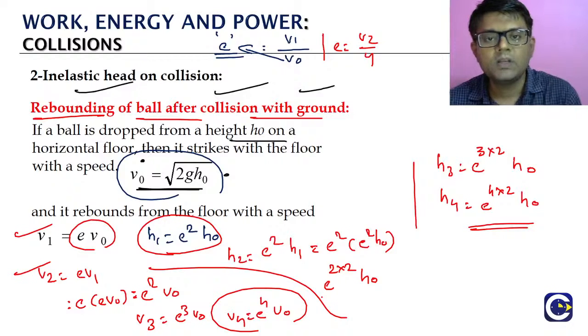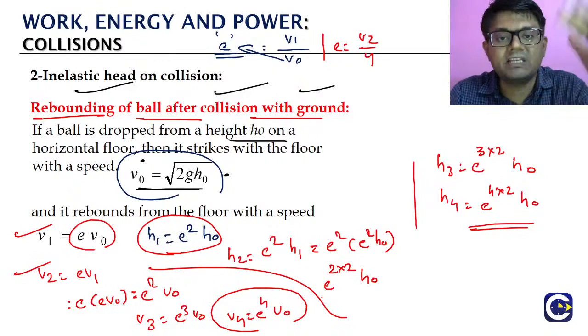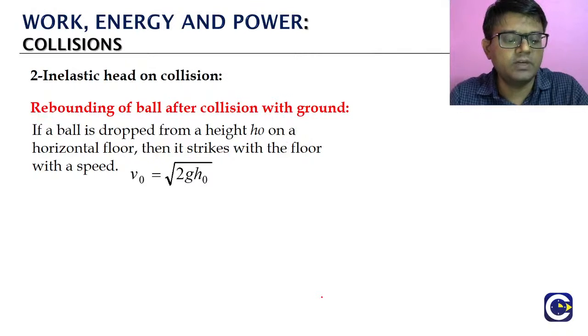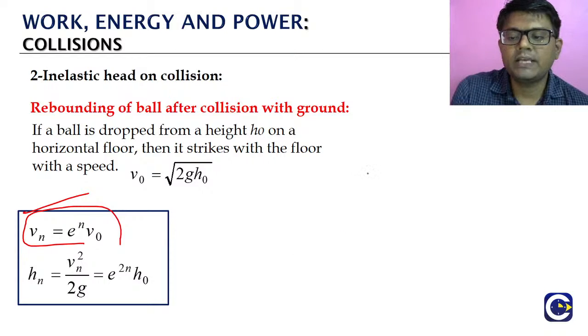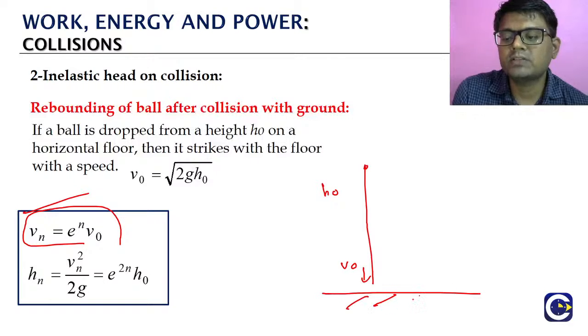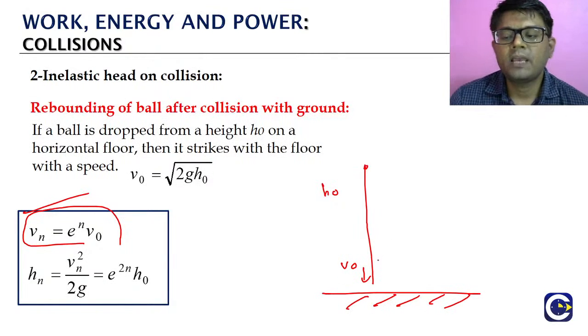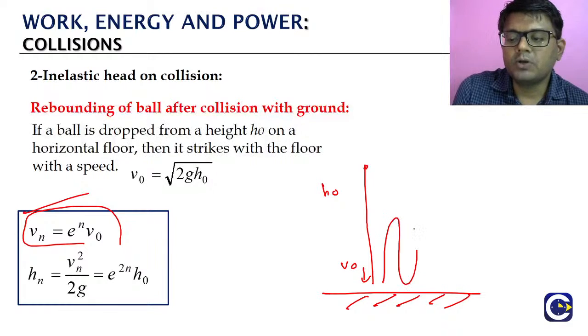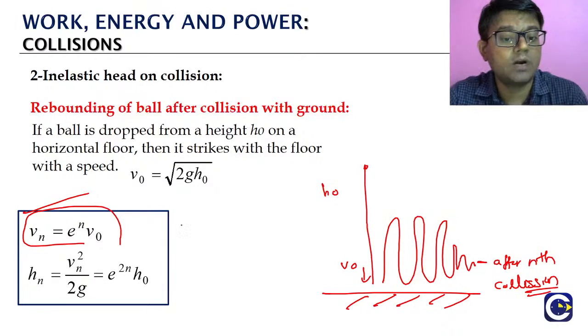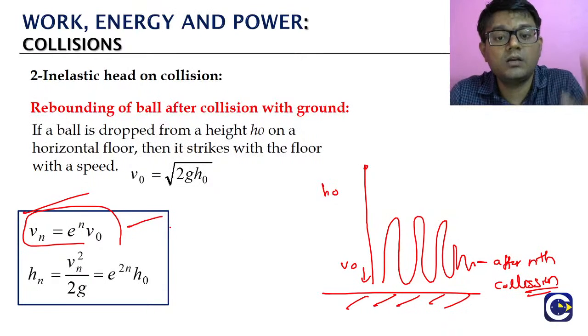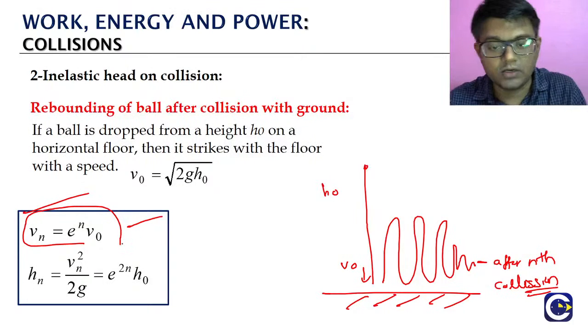Like that. When you try to generalize, we are having collisions continuously. We release the ball from a height h naught. By the time it is coming to hit the ground, the velocity or speed is V naught. It is having multiple collisions like this. After the nth collision, n may be 2, n may be 3, n may be any general number, what will be the velocity of the ball? E power n into V naught.